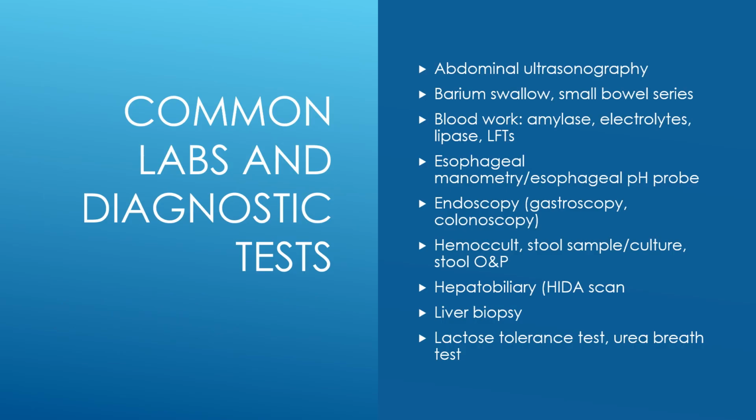Common labs and diagnostics. Abdominal ultrasonography visualizes abdominal organs. This is usually indicated if they've got abdominal pain, vomiting, pregnancy, enlarged organs on palpation, we'll do an ultrasound. Barium swallow visualizes the peristalsis activity and motility of the esophagus, stomach, and upper GI tract.